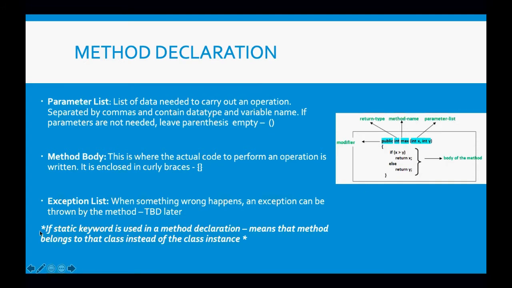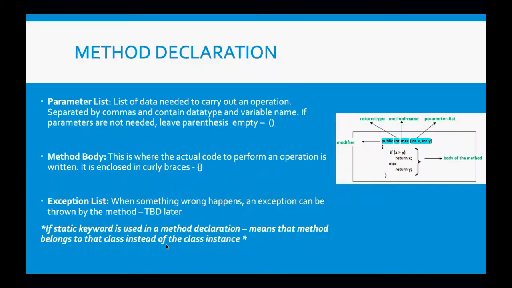And also a note, if the static keyword is used in the method declaration, which we'll see in the coming slides, it means that that method belongs to a class instead of its instance, and a class instance is called an object. So if you see a static keyword in a method declaration, it doesn't belong to the object, it belongs to the class itself.